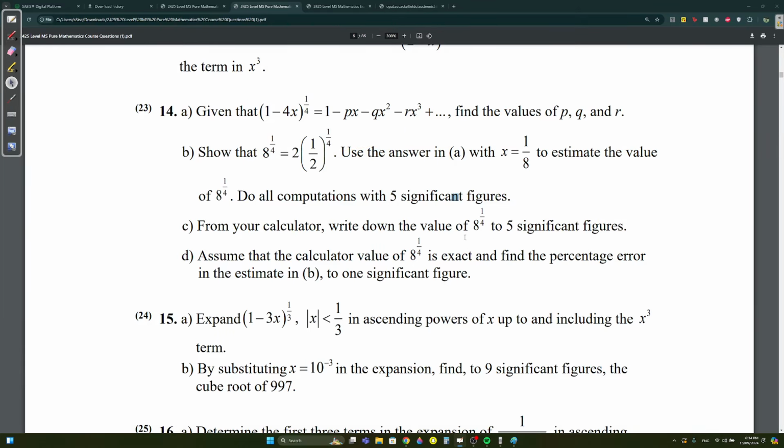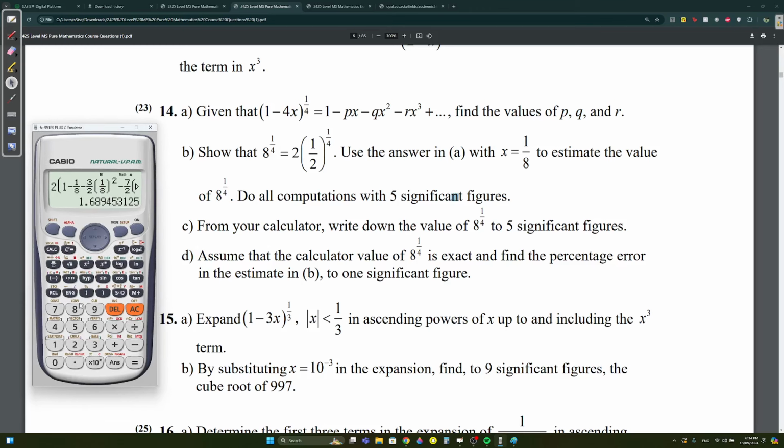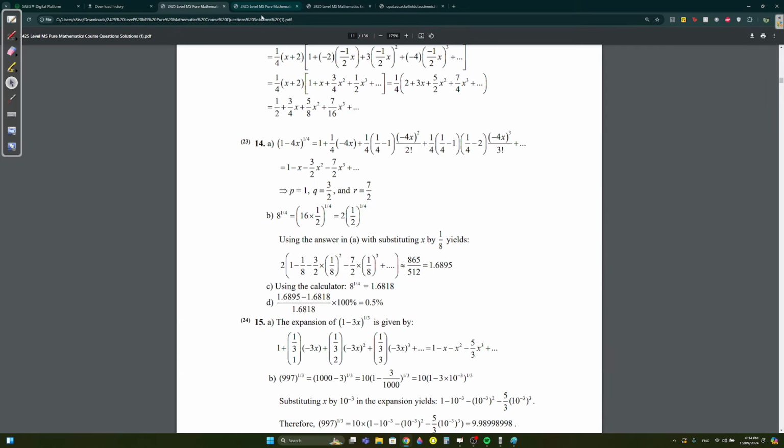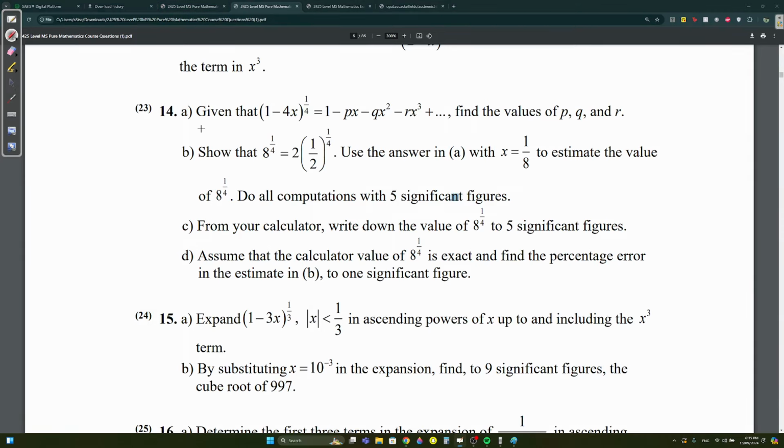For part C, write down the value of 8 to the power of 1 over 4 to 5 significant figures. Just put it in your calculator. 8 to the power of 1 over 4 is 1.68 and so on; you put it to 5 significant figures, 1.6818. Then they say assume that the calculator value is exact and find the percentage error in the estimate to 1 significant figure.